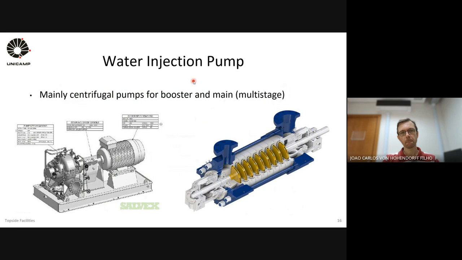Some features related to water injection pumps. In the petroleum industry, we mainly use centrifugal pumps for boosting, for the booster as the first pumps, and for the main pumping. We have impellers that promote the pressure gain of the fluid. These can be a single stage, or multiple stages when we have many more impellers, or we can even have more pumps to increase the pressure gain of the water system.